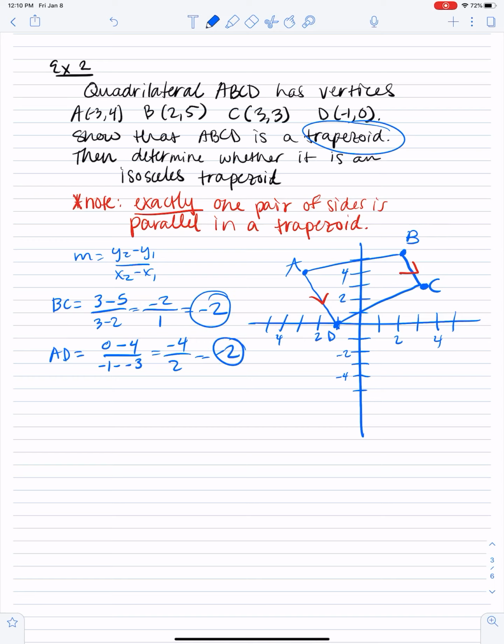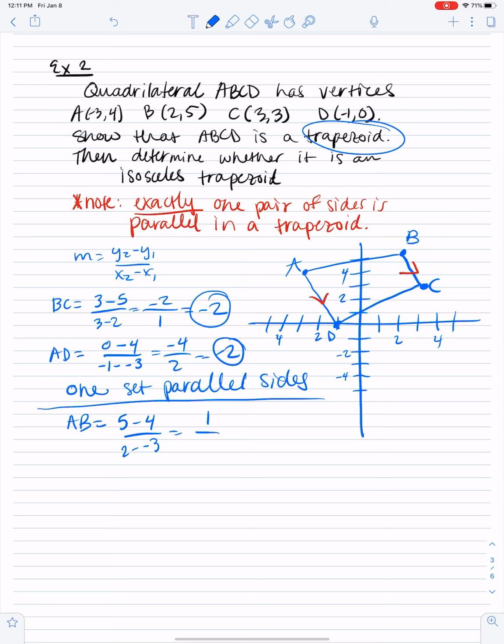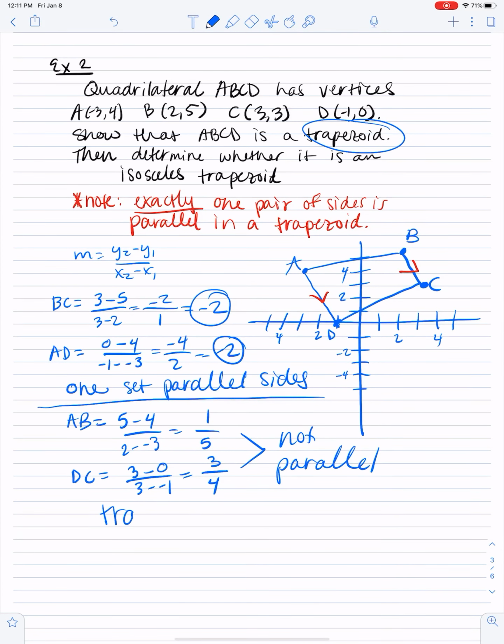So that means there's one set of parallel sides. And we need to prove that the other set is not parallel. Okay, so AB, we're going to do that one real quick, is 5 minus 4 over 2 minus negative 3, which is 1 over 5. And then DC, which is going to be 3 minus 0 over 3 minus negative 1, which is 3 over 4. That means those are not parallel because they're not the same. So this is definitely a trapezoid because it only has one set of parallel sides. So we just proved that.